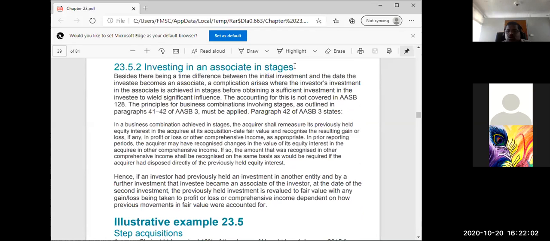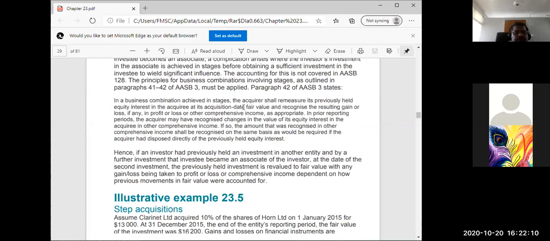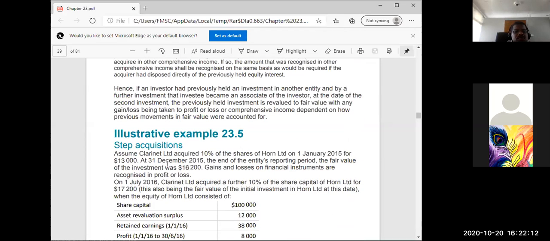In the first stage, you don't have the significant influence. You acquire more shares, then you get the significant influence. Then how to account for it? Assume C Limited acquired 10% of shares on 1st January 2015 for 13,000. What do you mean by that? 10%, so it's less than 20%. No significant influence.